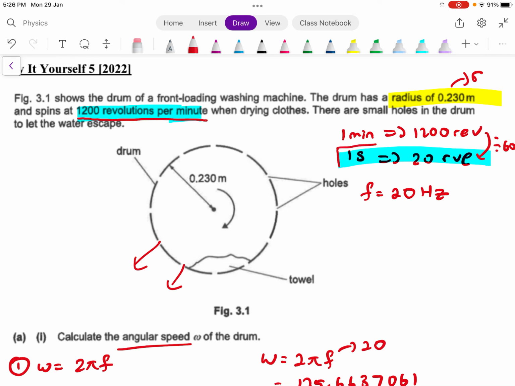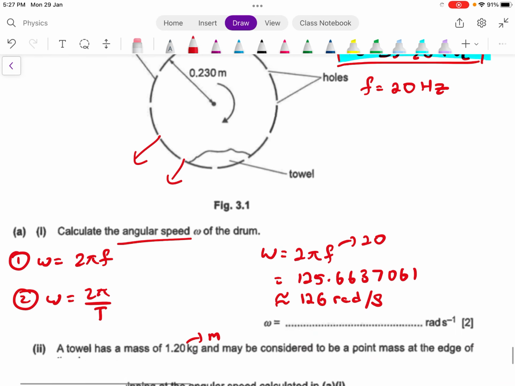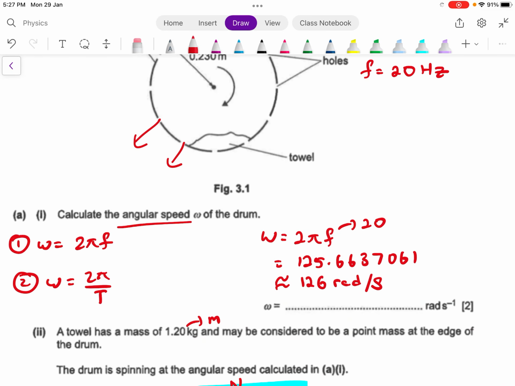And what does this actually mean? This means the frequency. If you remember the definition, frequency is the number of complete oscillations in 1 second, or per unit time. So we can safely say my frequency is about 20 hertz. In this particular case, you simply use omega equals 2 pi f, so 2 pi times 20. This will give you an answer of 126 radians per second. Okay, so that is quite simple.